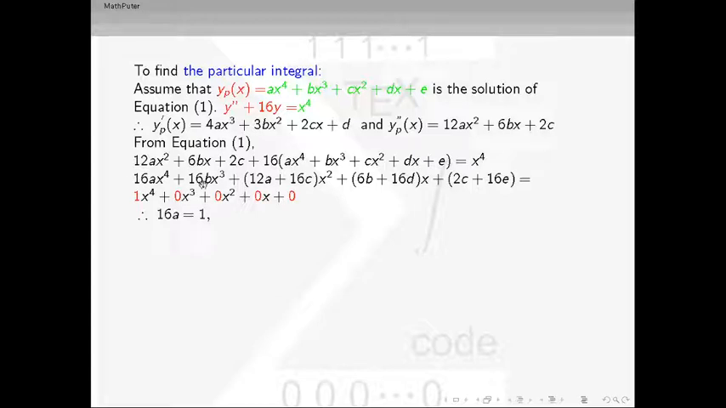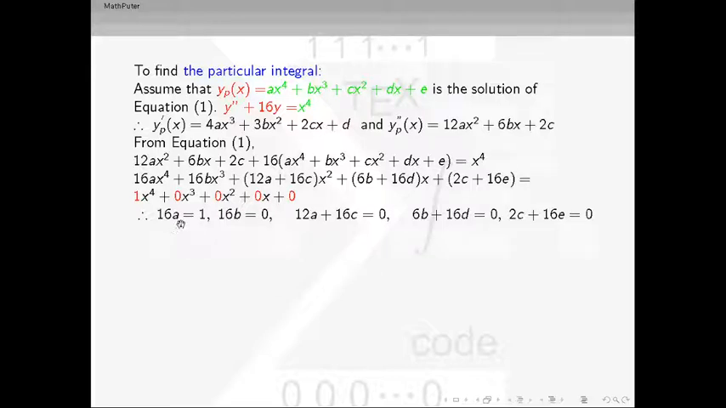Second equation, 16b equal to 0 after comparing the coefficient of x cube. The third equation, the coefficient of x square, 12a plus 16c, and here it is 0. The coefficient of x, 6b plus 16d is 0, and the constant coefficient 2c plus 16e equal to 0. So how many equations do we have? Total 5 equations and 5 variables.